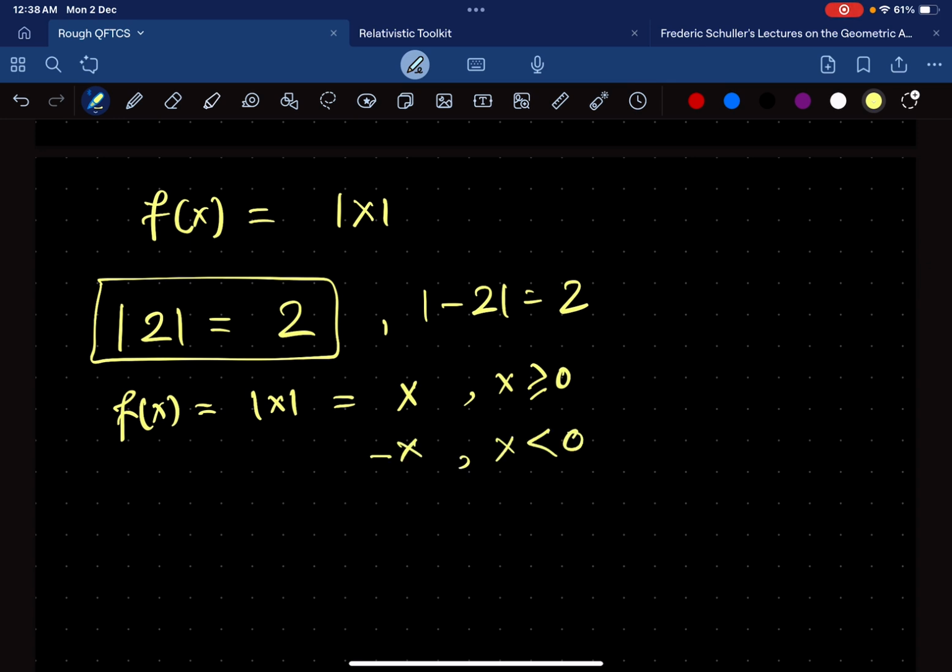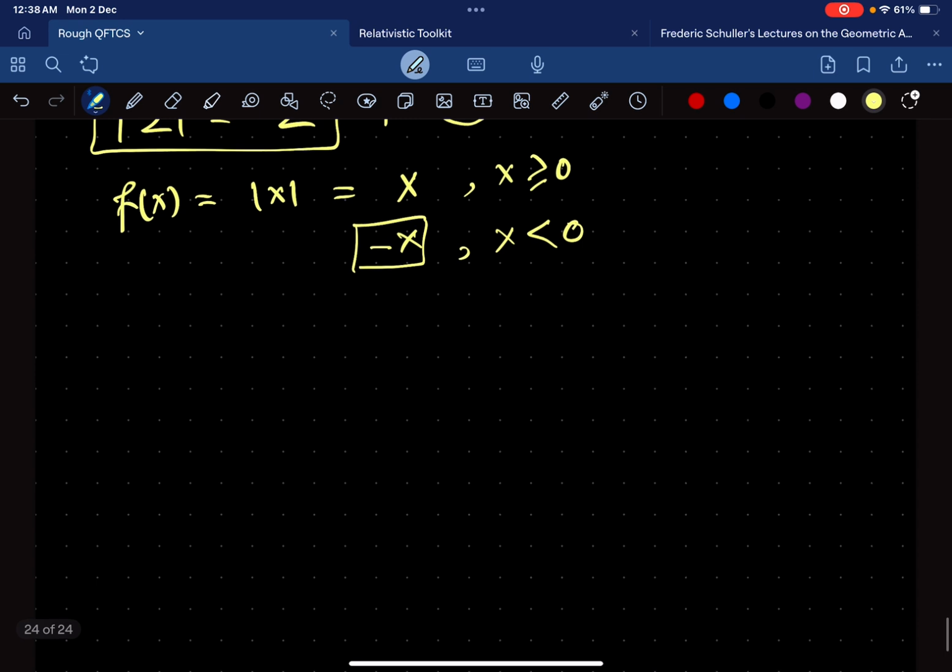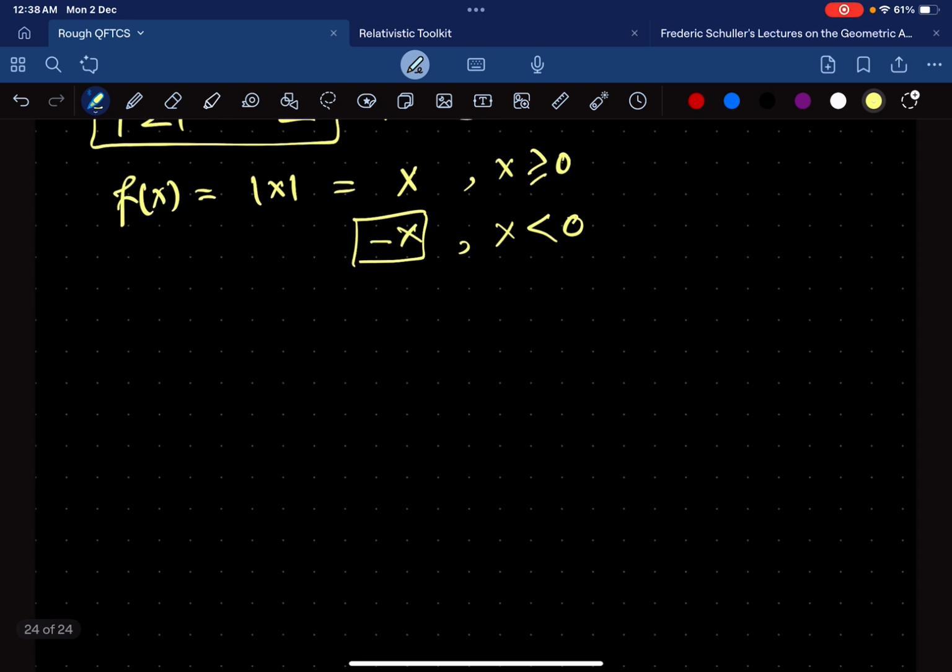Why is that? Because when x is negative, suppose here, when x is minus 2, it outputs minus of minus 2, that is positive 2. That's why our extra minus sign comes here, because x itself is a negative number. So putting a minus sign before a negative number makes it a positive number. So how to draw it?